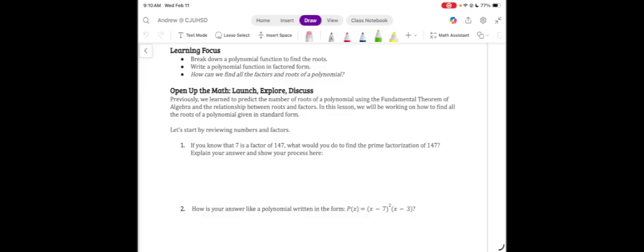If you know that 7 is a factor of 147, what would you do to find the prime factorization of 147? What I would do is I would divide 147 by 7, so I could know what other numbers are in 147. And that is 21.